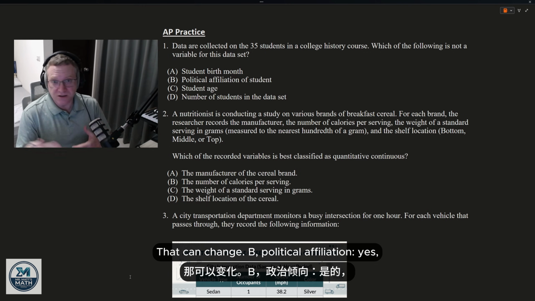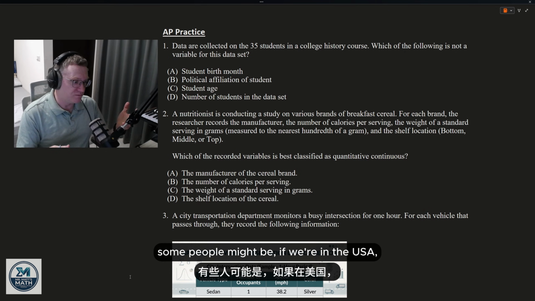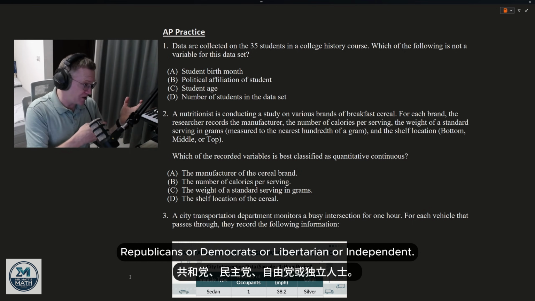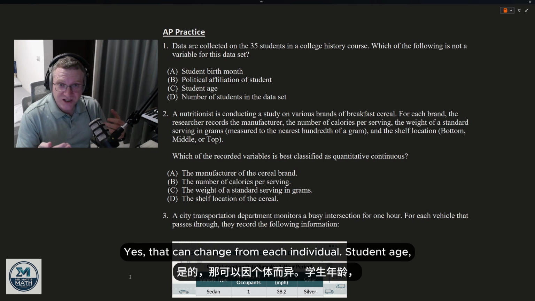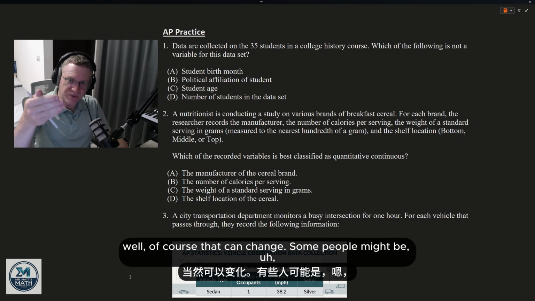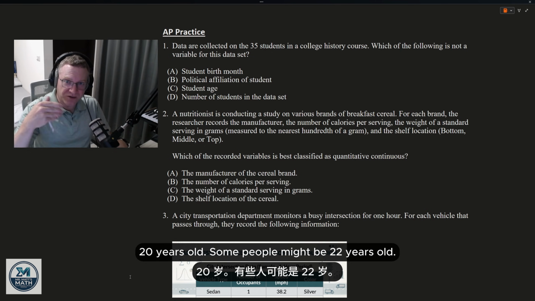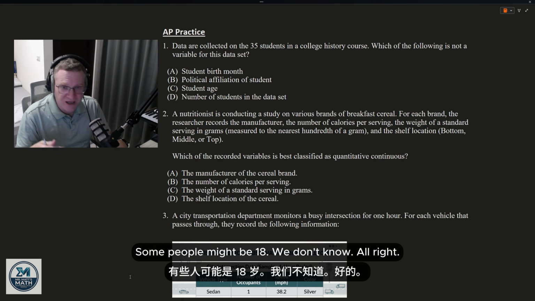B, political affiliation. Yes, some people might be, if we're in the USA, Republicans or Democrats or Libertarian or Independent. All right, yes, that can change from each individual. Student age. Well, of course, that can change. Some people might be 20 years old. Some people might be 22 years old. Some people might be 18. We don't know. All right.